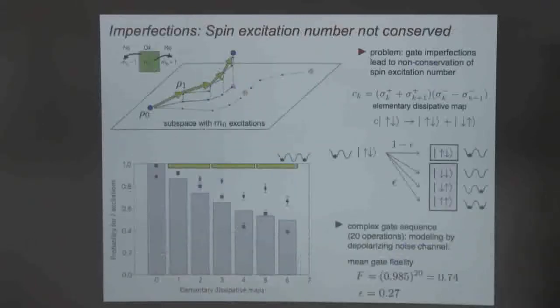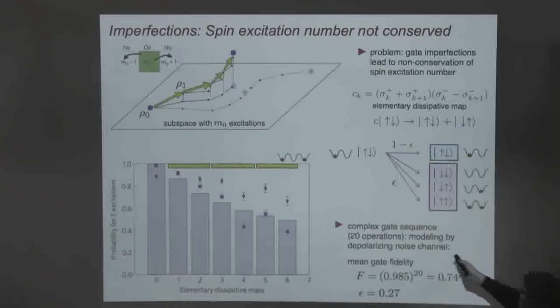So as you've already seen, the main problem here is that the implementation of these dissipative maps is so complex that gate imperfections prevent us from observing the pumping towards these dissipative target states for longer and longer sequences. And the reason is that we encode our hardcore bosons or spins in this digital simulator, and errors in gate operations lead to a non-conservation of the actual spin excitation number.